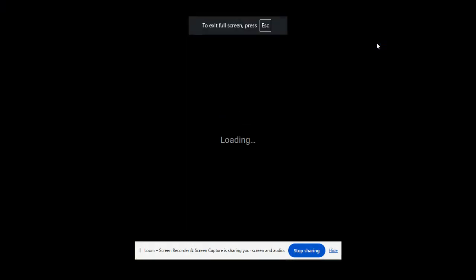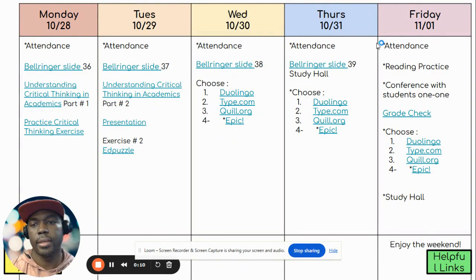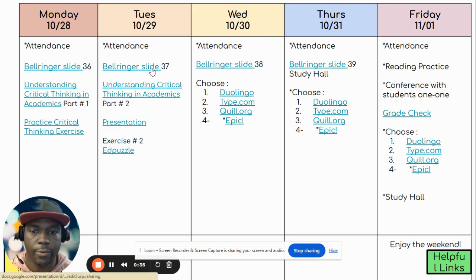A little recap from what we did yesterday during our lesson. We talked about understanding critical thinking in academia. Before that, we went over the definition in slide 36 and our bell ringer, and then we shared some thoughts and had some good discussions. For today in part two, we're going to answer the bell ringer in slide 37. Let's hop into that first, and then we're going to go from there.